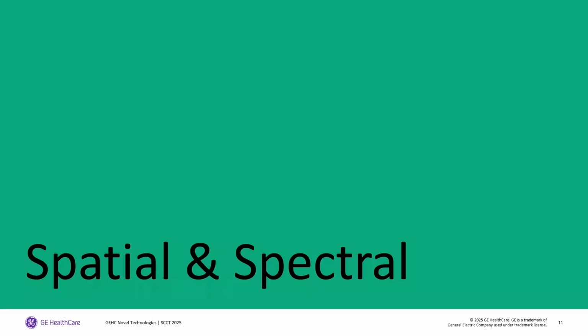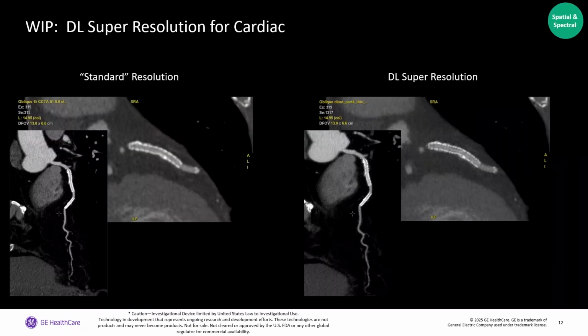Let's talk next about spatial and spectral. So there are going to be cases where we do want that boost in spatial resolution, or we want to leverage the capabilities of spectral imaging. And so GE Healthcare is looking at ways to bring these technologies even to products like the Revolution Vibe. So here's a first example. This is a new deep learning super resolution algorithm designed for cardiac to provide that boost in spatial resolution, that boost in image sharpness when you need it.